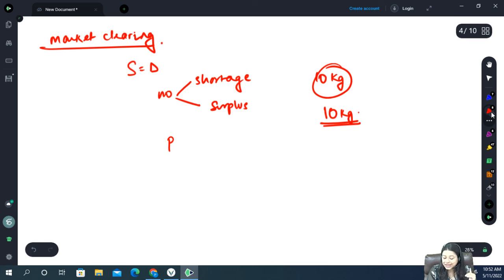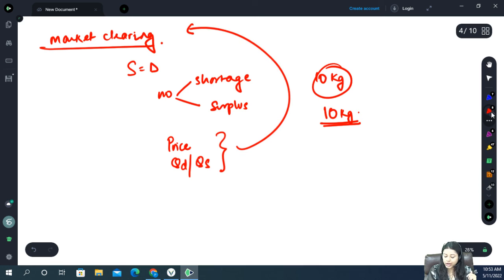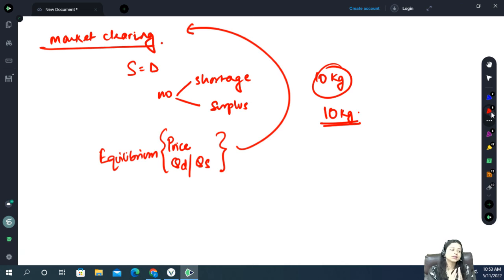And the price and the quantity demanded or quantity supplied at which your market clears is known as equilibrium price and equilibrium quantity. Clear? The price and the quantity at which your market clears is known as your equilibrium price and equilibrium quantity.